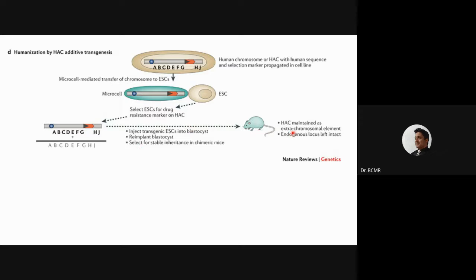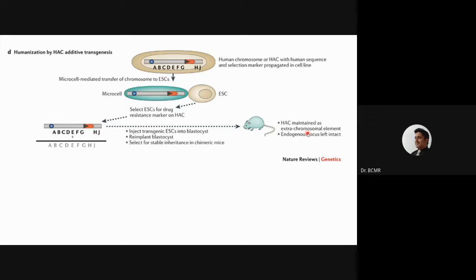It will be maintained as if it is an extra chromosomal element within the body of the mouse. Okay, we just added a completely new chromosome. Why is this better than directly adding randomly?